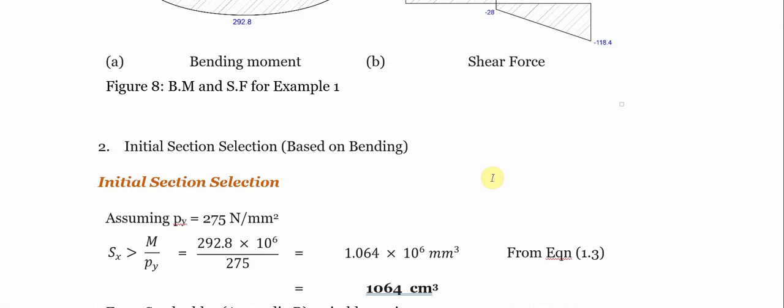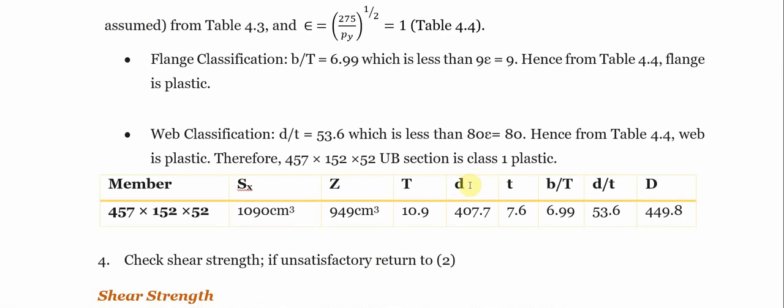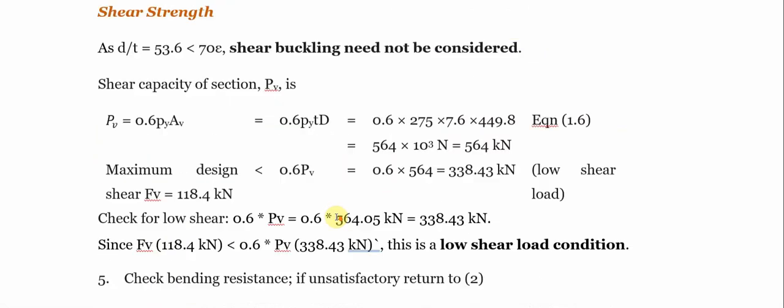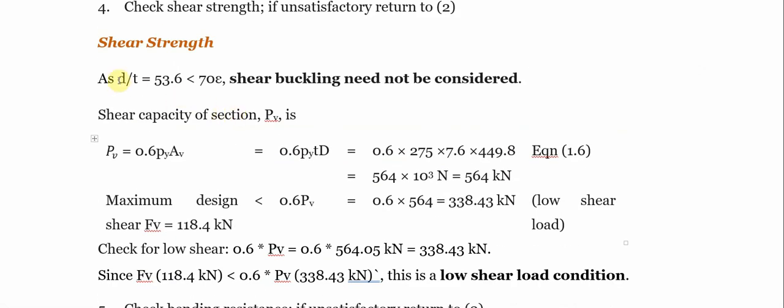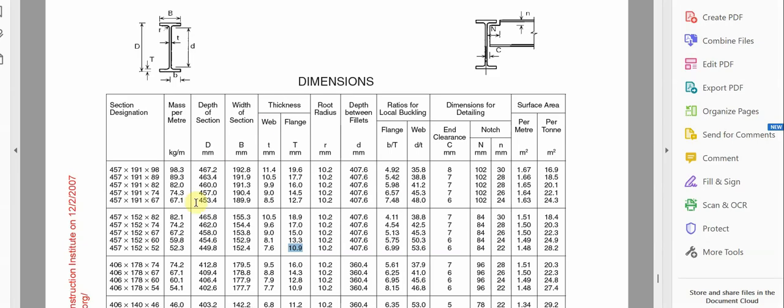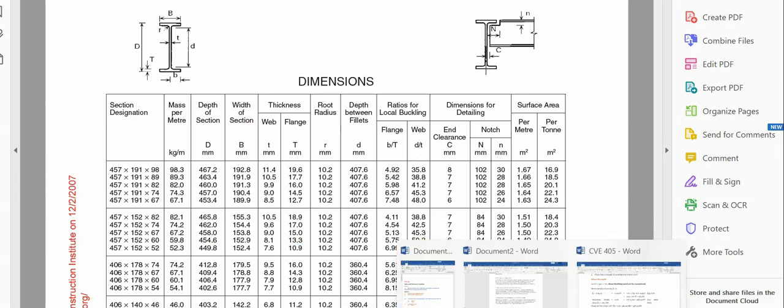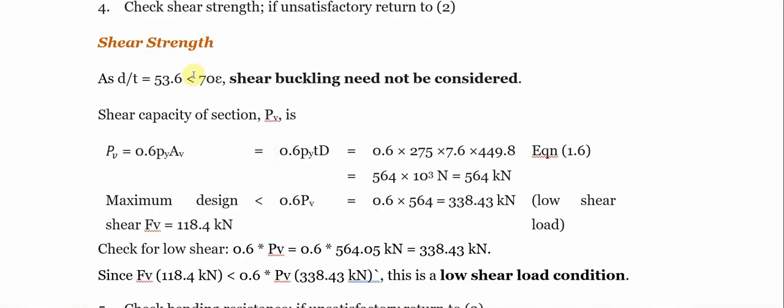Once the conditions are satisfied, we check for the shear strength. If it is satisfactory, we proceed; if it is unsatisfactory, we return to step 2. For that, we check our d over T, which is 53.6 for the member. Let me check the member again. d over T is 53.6, as you can see here, which is less than the limit in the code, which is 70 epsilon.